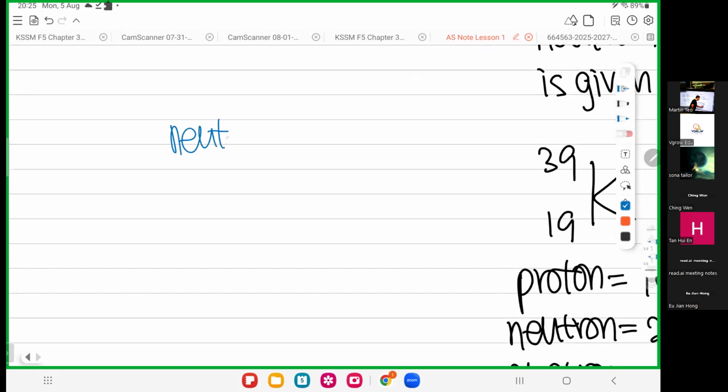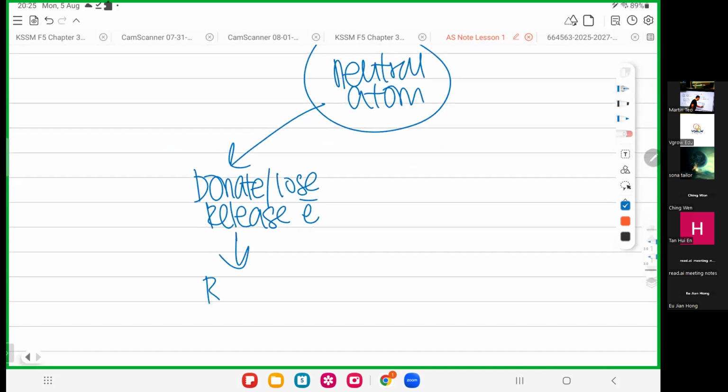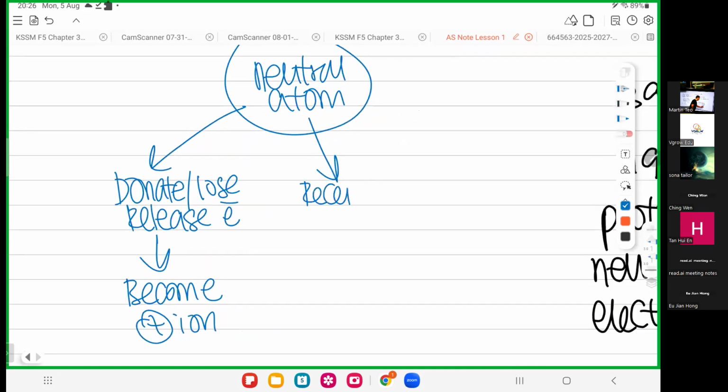When you are a neutral atom and you donate, or we call it lose, or release electrons, when you throw the electron away, you will become a positive ion. Example: I am neutral, I donated 2 electrons, I become an ion, and my charge is 2 plus. If I am neutral and I donated 1 electron, I become an ion, and my charge is 1 plus.